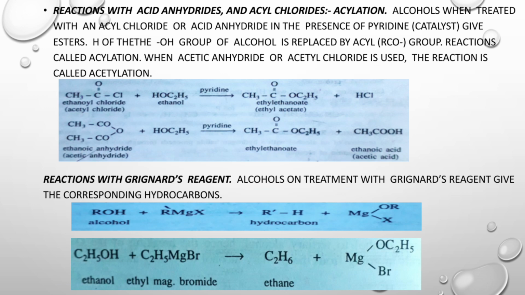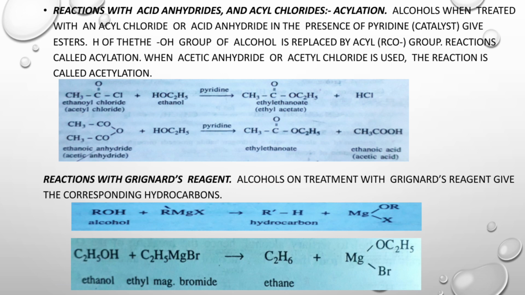CH3COCl, that is ethanoyl chloride, is acetyl chloride. On treatment with ethanol in presence of pyridine, it forms ethyl ethanoate, that is ethyl acetate, and hydrochloric acid. Another we have ethanoic anhydride, that is acetic anhydride, CH3COOCOCH3 plus C2H5OH, that is ethanol, in presence of pyridine forms ethyl ethanoate and ethanoic acid, acetic acid also.